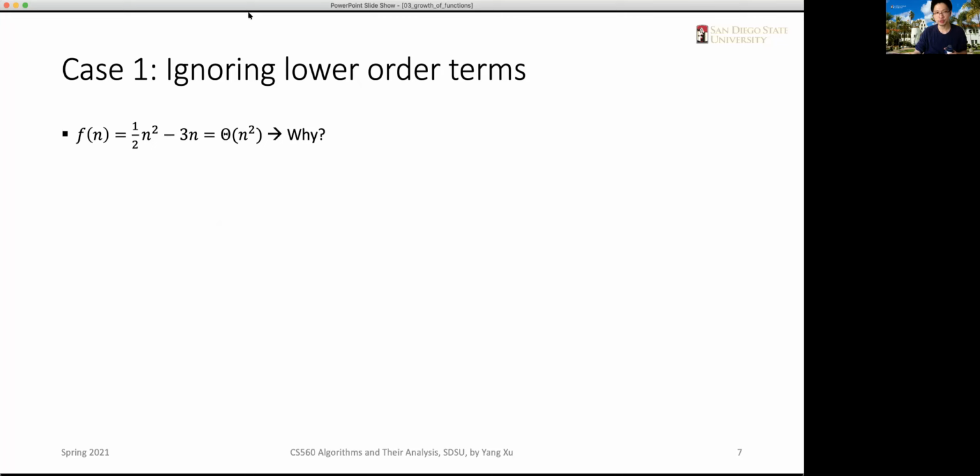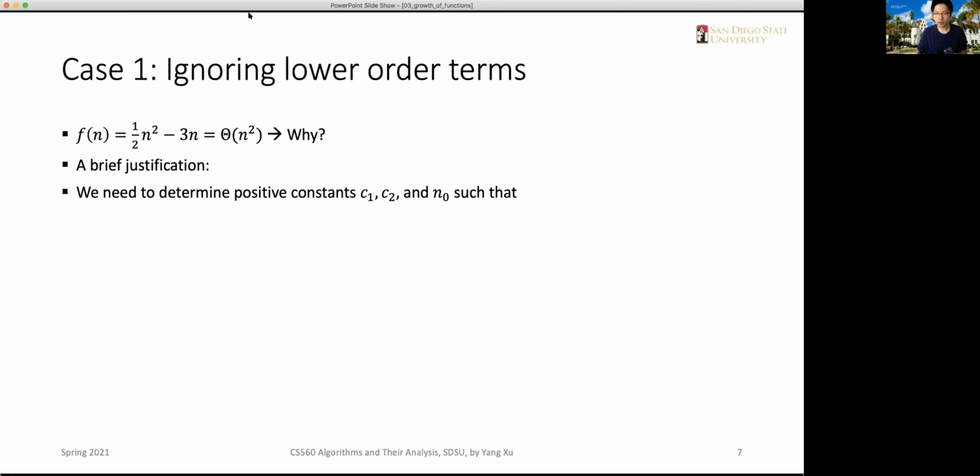That is a question we need to prove using the official definition of big theta. We need to justify it. According to the definition, we need to find the positive constants C1, C2, and N0, okay?